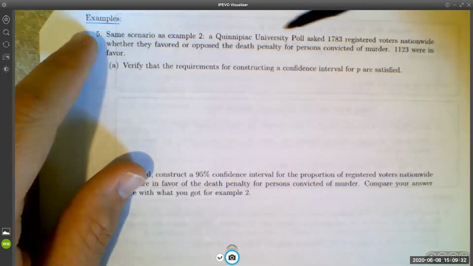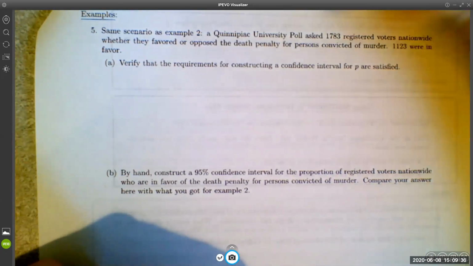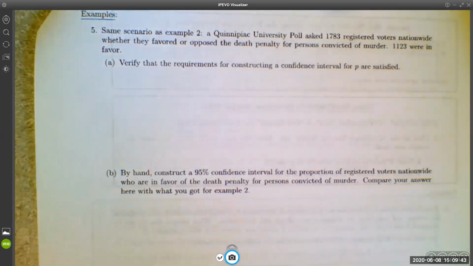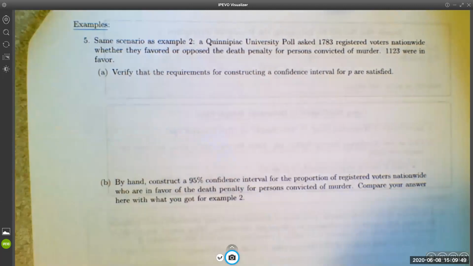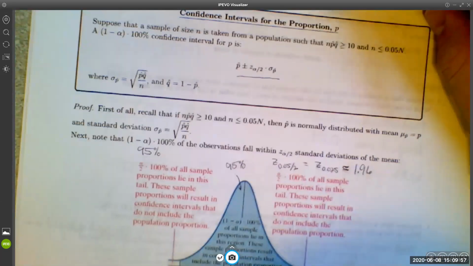A Quinnipiac University poll asked 1,783 registered voters nationwide whether they favored or opposed the death penalty for persons convicted of murder, and 1,023 were in favor, right? So we've seen this scenario before in example 2. Now, part A asks us to verify that the requirements for constructing a confidence interval for p are satisfied. That's something that we haven't done yet, and it's important. You're going to be asked to do that in the homework.